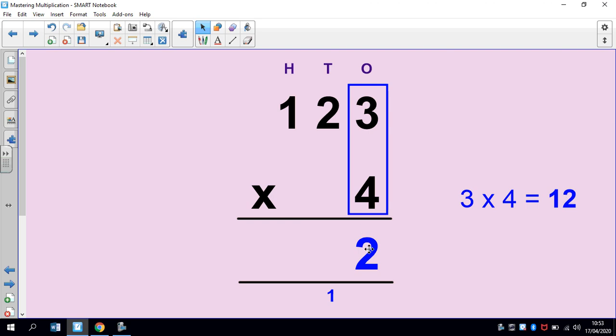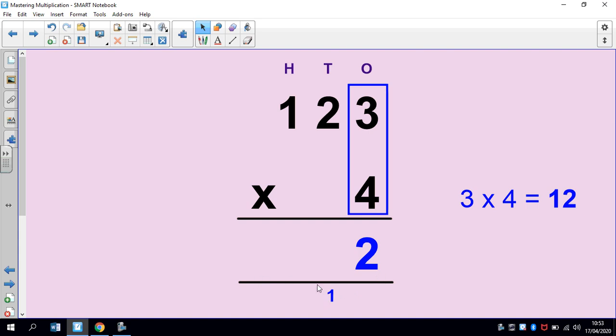Oh no, we just put the lowest value one. We put the 2 in here. Alright, and we have to regroup the 1, in other words, carry it on for later. We move it up to the tens column, put it underneath this line here.